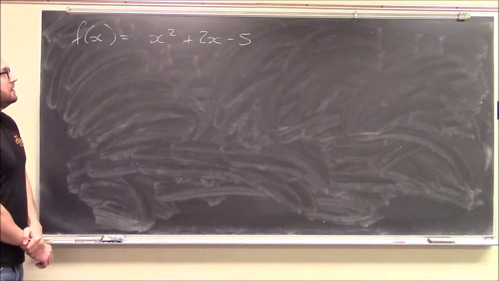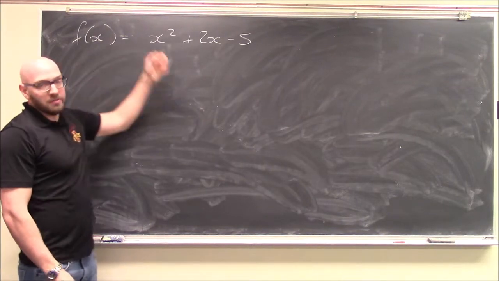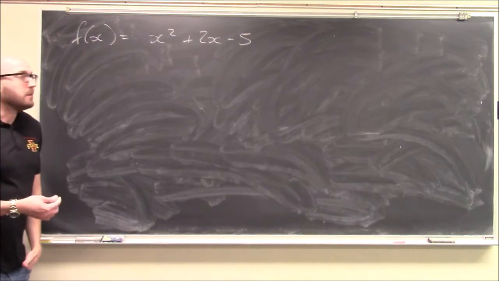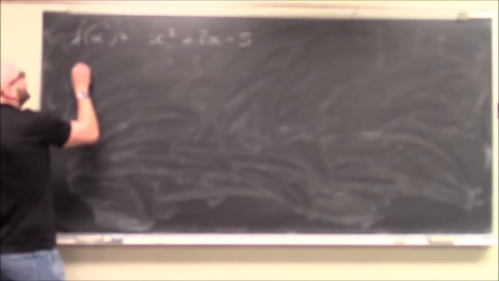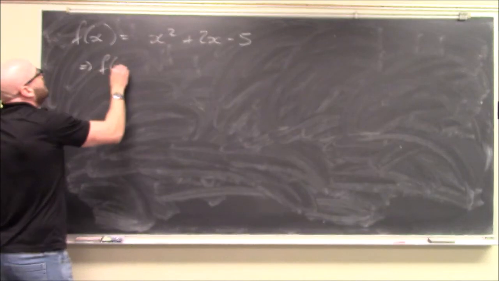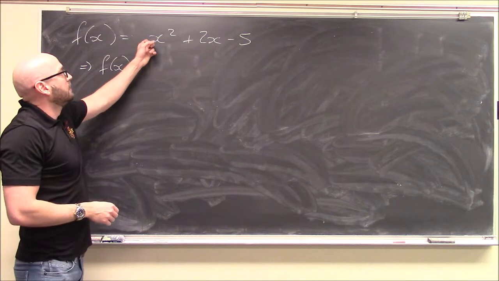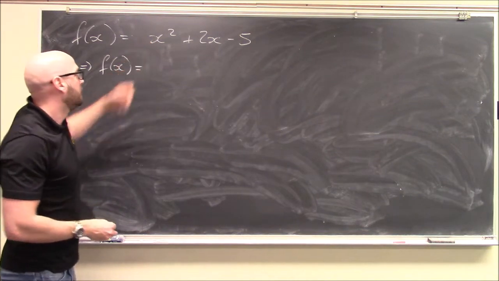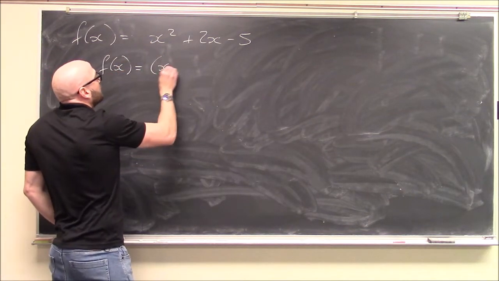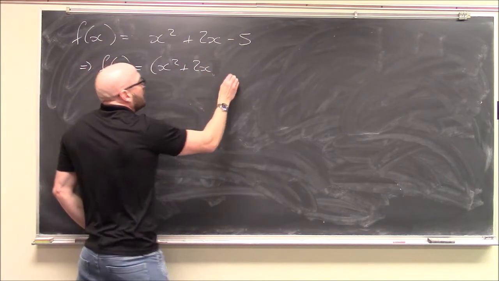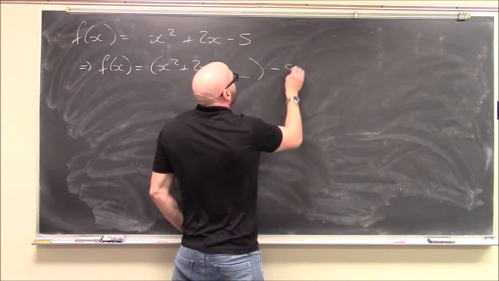So first thing I need to know is, of course, a is positive, so I know it opens upwards. But if I want to find the vertex, I need to put this in vertex form. So let's complete the square on this. First step is factor out a, the coefficient of x squared. Well, we have a 1 here, so there's really nothing to factor out. So this is just going to be x squared plus 2x plus or minus something minus 5.